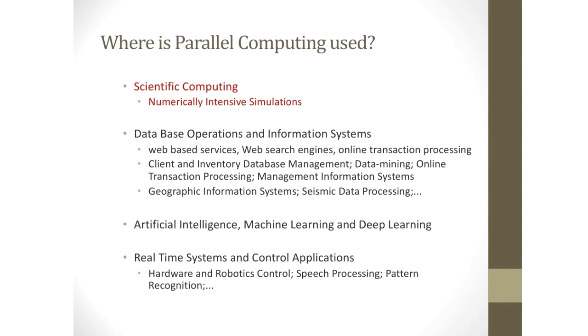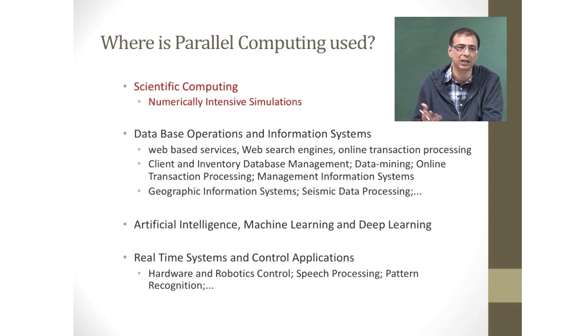Then there are other systems like client, inventory, database management systems, data mining, online transaction processing, MIS systems, and so on. Then another area is artificial intelligence, machine learning, and deep learning, right? So again, these areas are making heavy use of parallel computing.